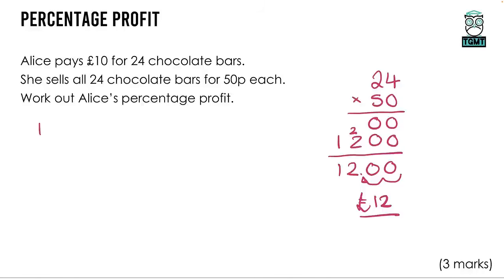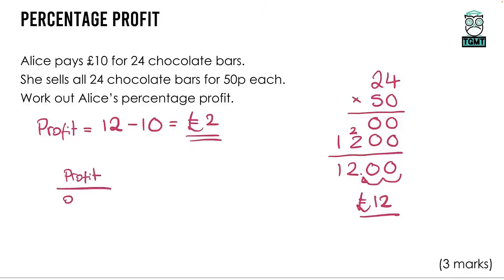I would then want to label or write down exactly what the profit is. So the profit here is how much she makes above what she paid. So she paid 10, she sold them for 12, so 12 take away 10 is equal to £2 profit. Now we want to know what that profit is as a percentage. So in terms of finding that, we want to do the profit, which is £2, out of the original. So the profit out of the original.